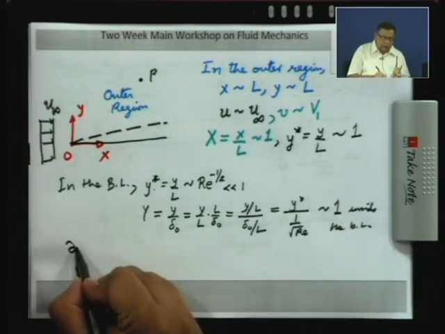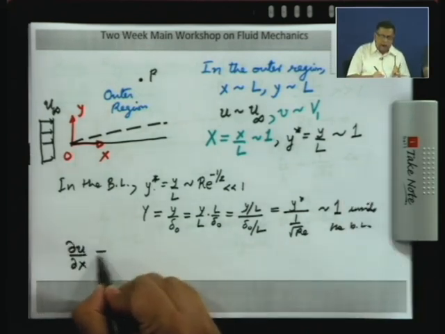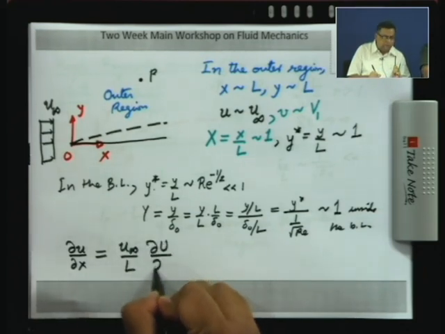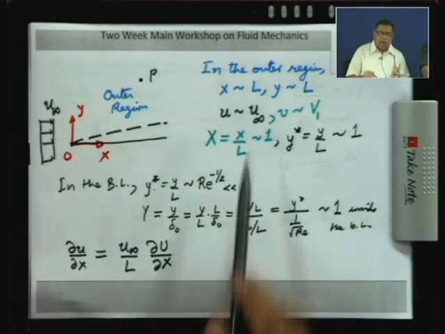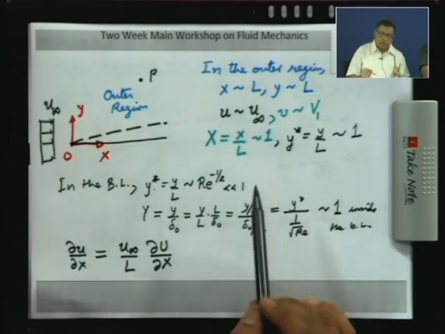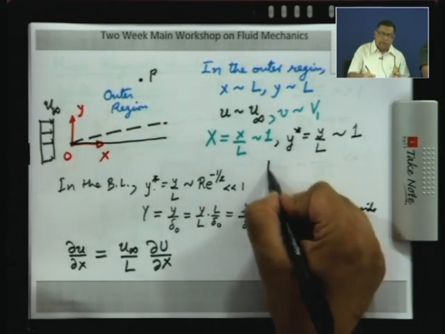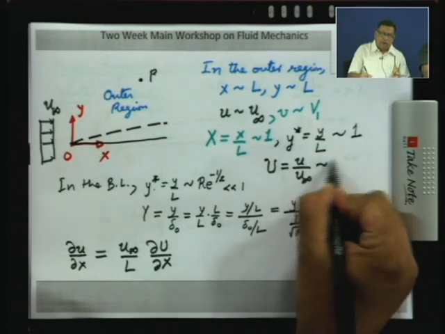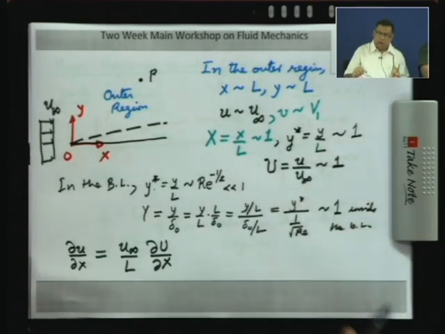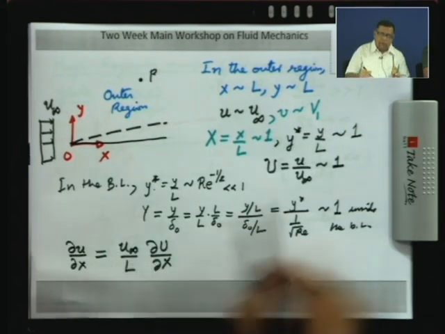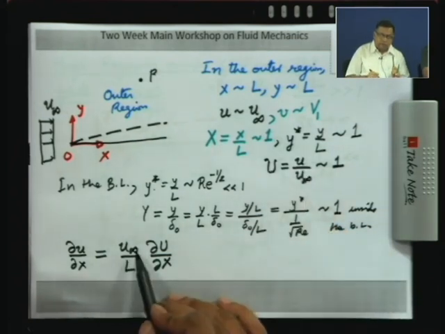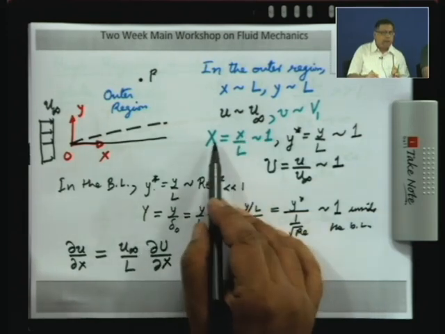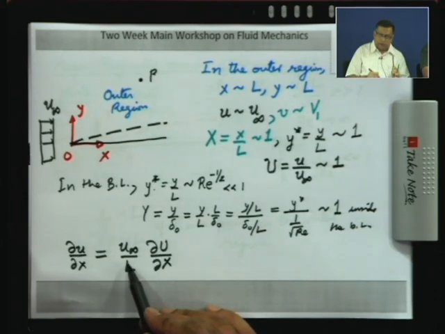Now, del u del x I can write as u infinity by L into del of capital U del capital X. The reason being, I did not define capital U, I had done it yesterday. Capital U is say u by u infinity, so this is order 1. Now, if I say small u is u infinity times capital U, you get this term u infinity over here because it is a constant, and small x is L times capital X. So, this is L over here.